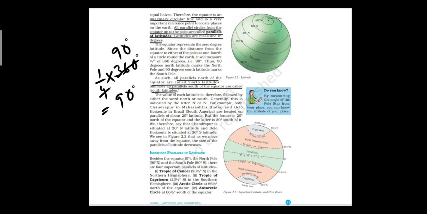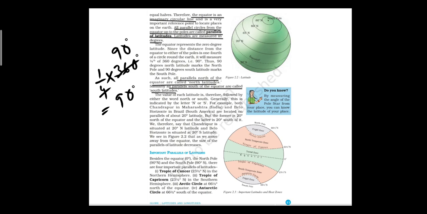All the parallel circles from the equator up to the poles are called parallels of latitude. Latitudes are measured in degrees. So what is the definition of parallels of latitude? All the parallel circles from the equator up to both poles, the North Pole and the South Pole, are known as parallels of latitude, and latitudes are always measured in degrees.